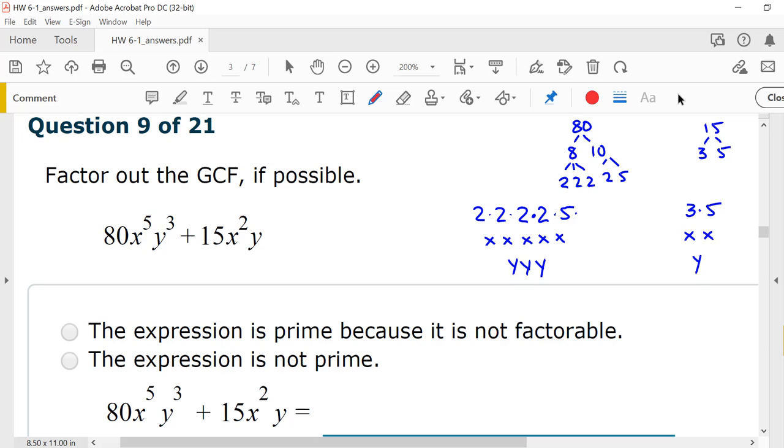All right, what all is in common? I see a 5. I see an x, and a y. So my GCF is 5x squared y. That's what I'm going to pull out.